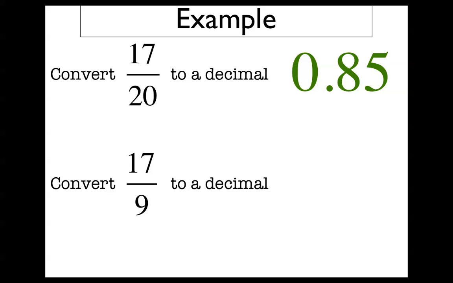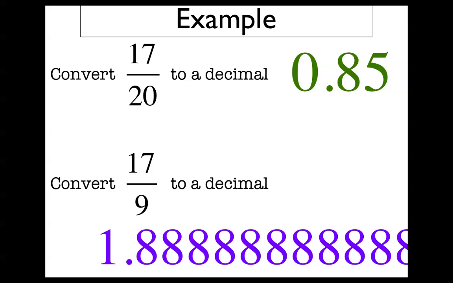Let's try one more just for fun. Convert 17/9 to a decimal. Does this work on improper fractions? Sure, it always works for any fraction. 17/9. Do 17 divided by 9, punch it into your calculator, and uh-oh. Did you try it? Did you get a bunch of 8s filling up your whole calculator screen?